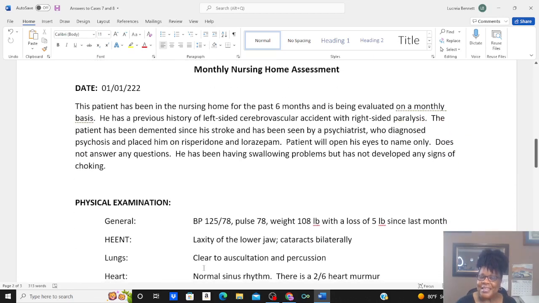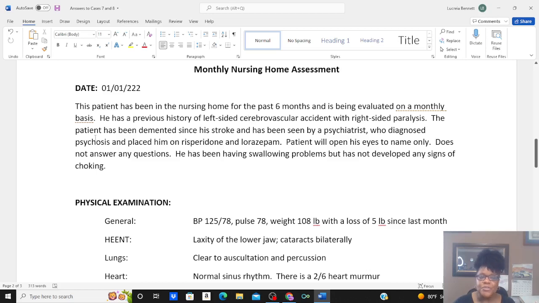All right, this second case was a nursing home assessment. So that E&M should be of the nursing home. So watch that. I got some other E&Ms. I got office visits. This is a nursing home assessment. Patient's been in the nursing home for 6 months. Had a previous history of a left-sided cerebrovascular accident with right-sided paralysis.